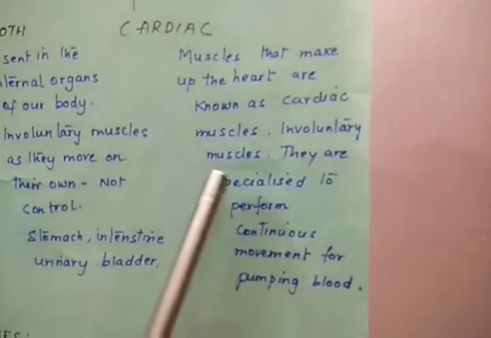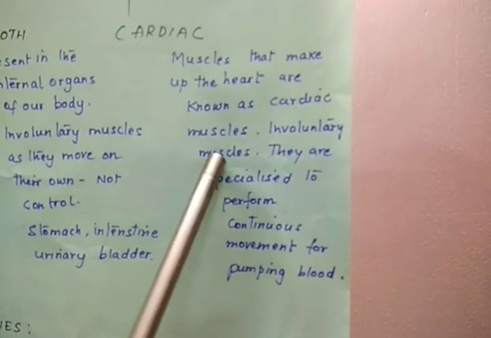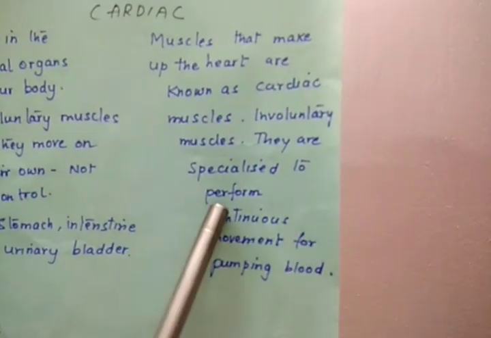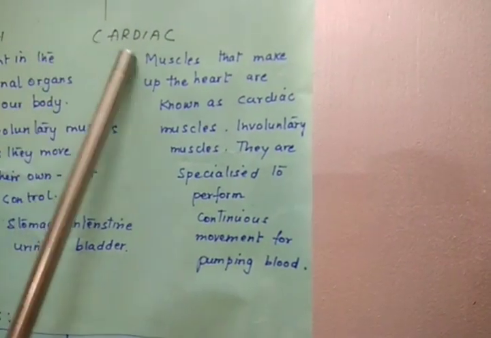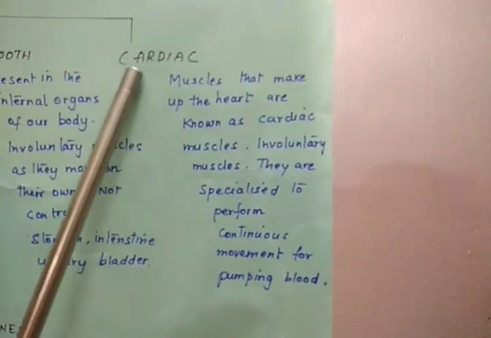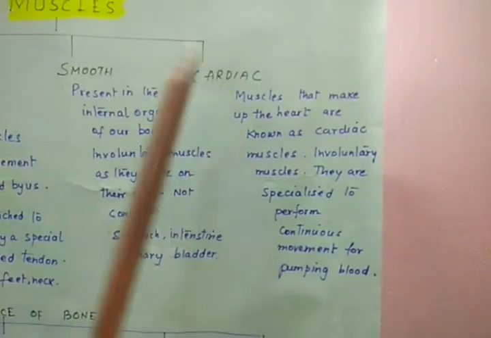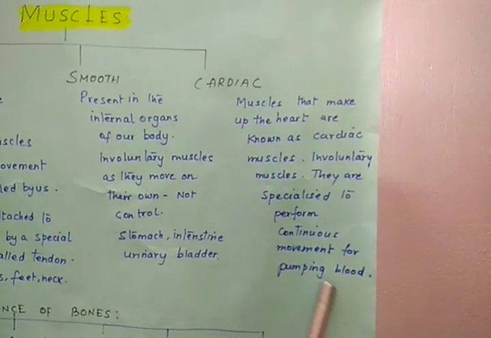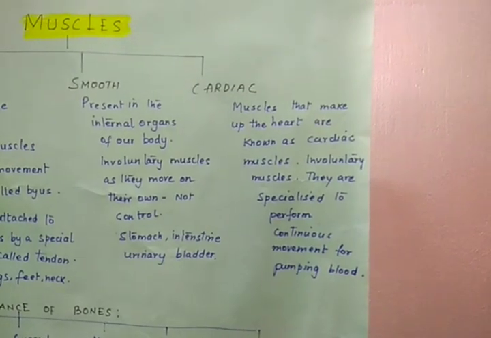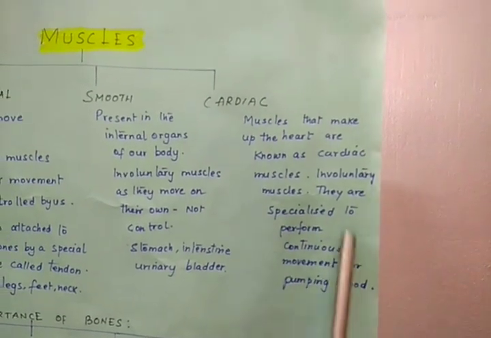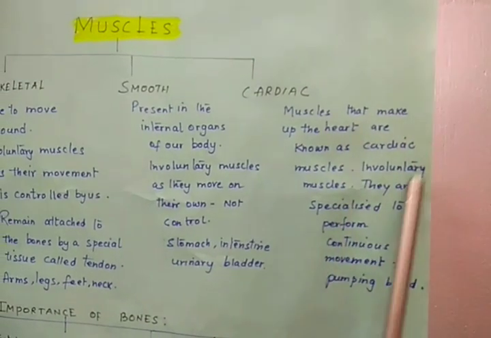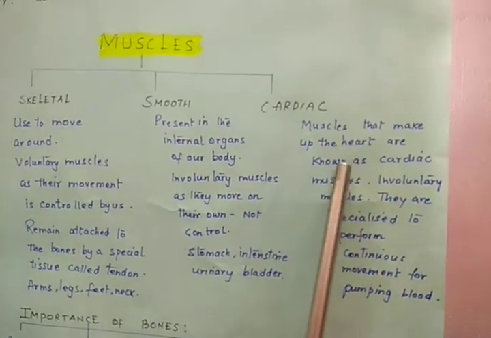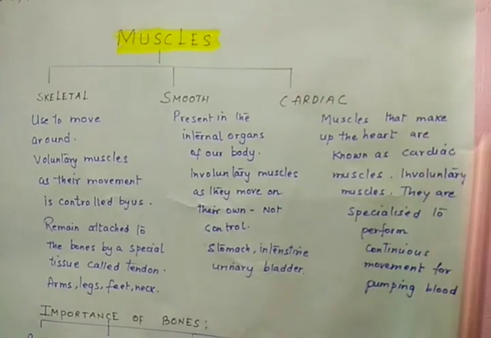Involuntary muscles again, and they are specialized to perform continuous movement for pumping blood. Because this cardiac muscle is present in our body system, it is easy for blood to pump. It is a continuous movement, and it is an involuntary muscle related with the heart. That is why it is called cardiac muscle.